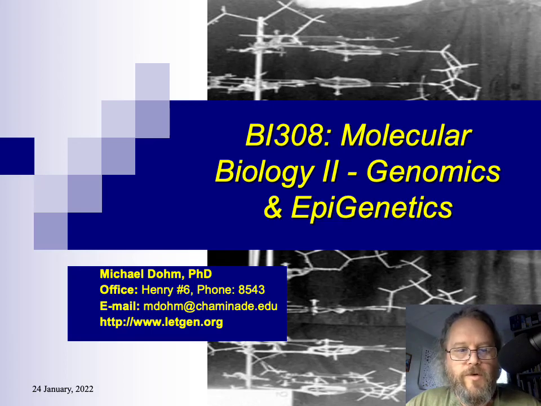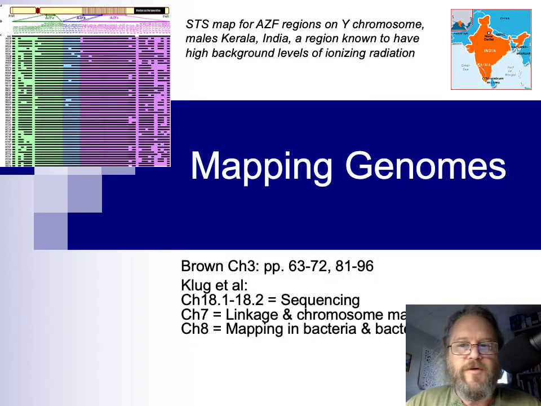Okay, so we're going to talk about mapping genomes. That's our first of a couple of lectures. We're going to talk about laying out all of the elements that are in our genomes. In Chapter 2, we talked about how to study genomes, how to study DNA anyway, and so we proceed. How do you map genomes?